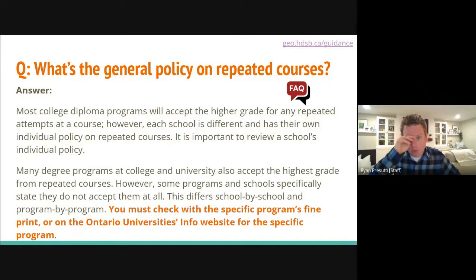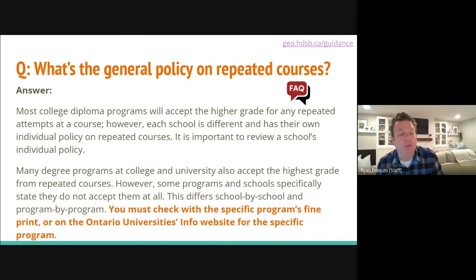What is the general policy on repeated courses? Sometimes this happens with students that are in a specific course in semester 1 and they're considering repeating that same course in semester 2. So what we would say in guidance, from our research with colleges and universities, is that colleges will accept the higher grade, typically, general rule of thumb. But of course, each school is different, and it would be the student's responsibility to check the individual policy at that school. Degree programs at college and universities, again, also typically accept the highest grade for a repeated course.